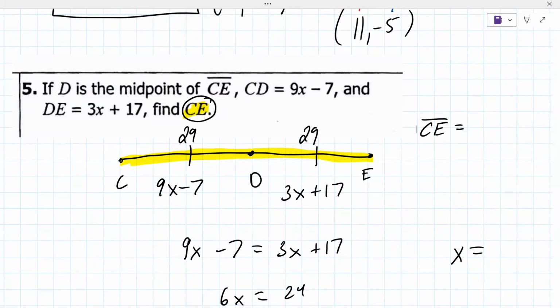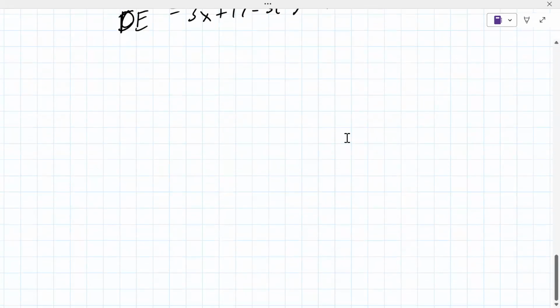Do I add them? Yes. It's 58. All right, very good. Any questions on that before we proceed to the next one here? Nope. All right, good.